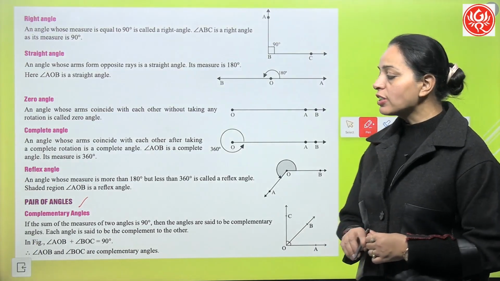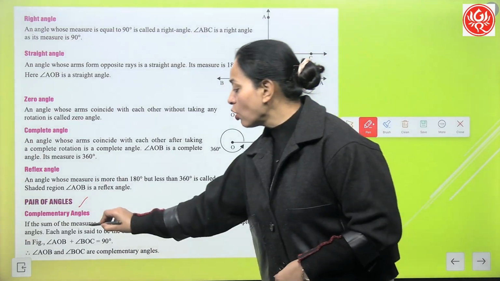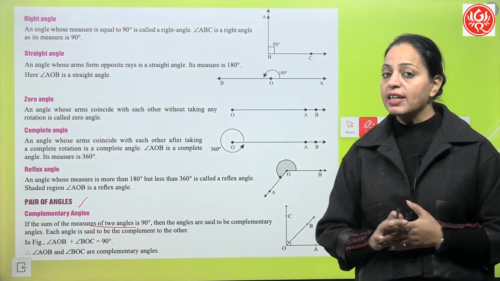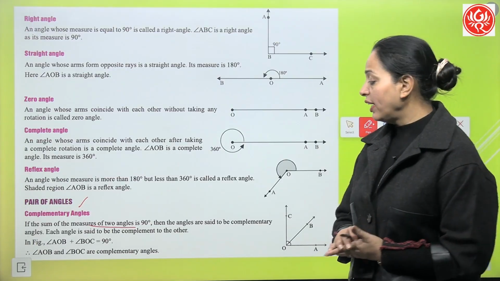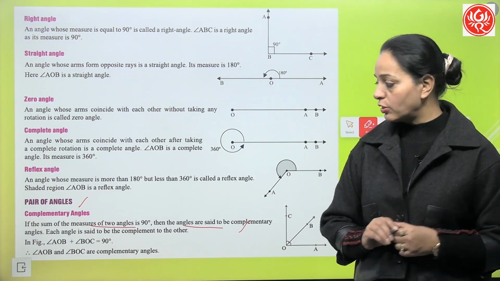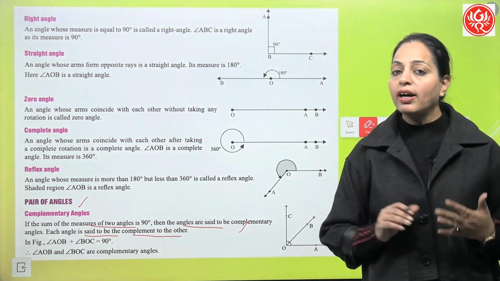Now the next we are talking about pair of angles. The first one is complementary angles. If the sum of the measures of two angles is 90 degrees, अगर दो angles का sum 90 degrees होगा, then the angles are said to be complementary angles. Okay, each angle is said to be the complement to the other.